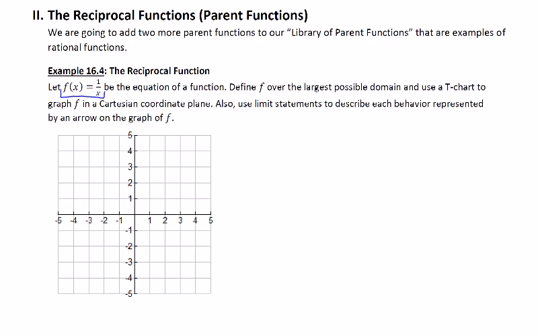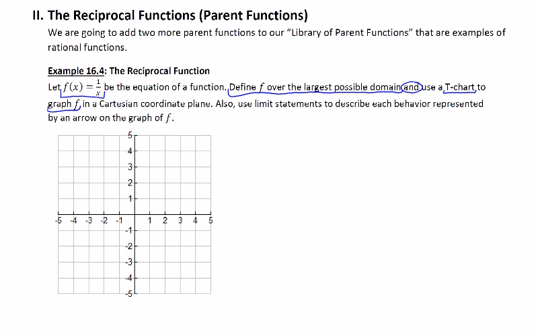things with this equation. First thing is to define f over the largest possible domain, and we're supposed to use a t-chart so that way we can graph f in the Cartesian coordinate plane. And finally, we're going to use limit statements to describe each behavior that is represented by an arrow on the graph of f. So more on that to come. We definitely need to complete the graph before we can go on to the limit statements. But before we do that, let's get the largest possible domain for this function.